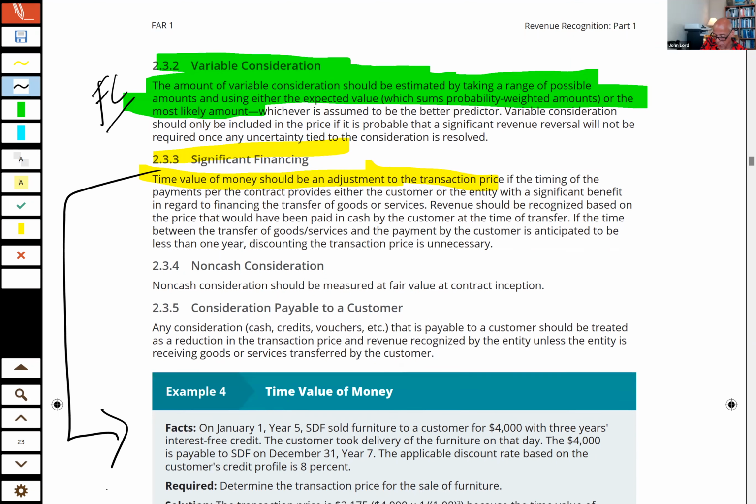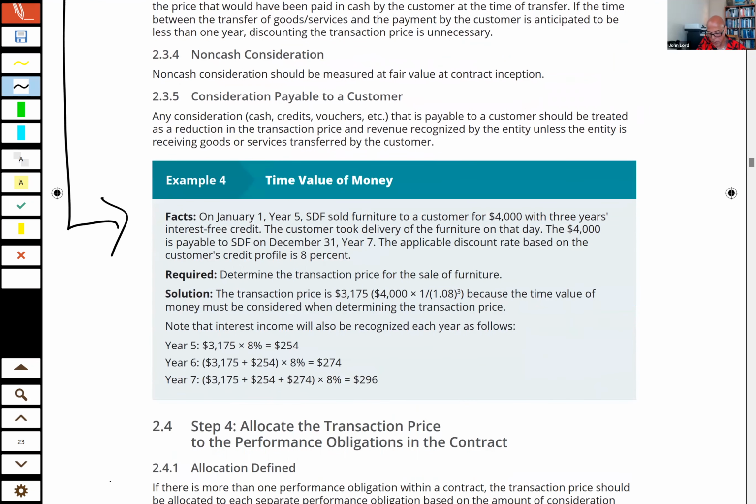Let's just look at this right now. This example down here, okay, we'll come back up to the other two in a minute. But on January 1st, year 5, SDF sold furniture to customers for $4,000 with 3 years interest-free credit, okay?